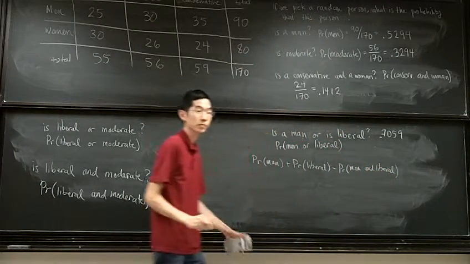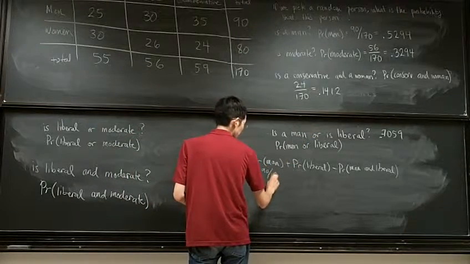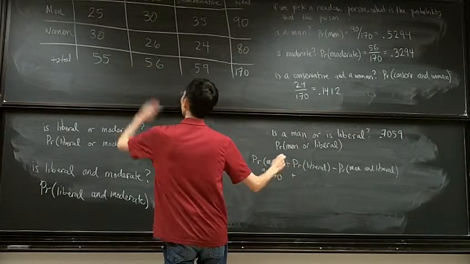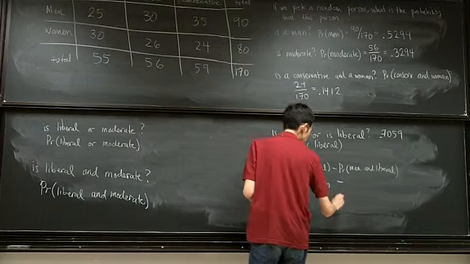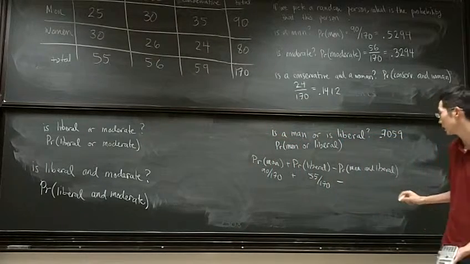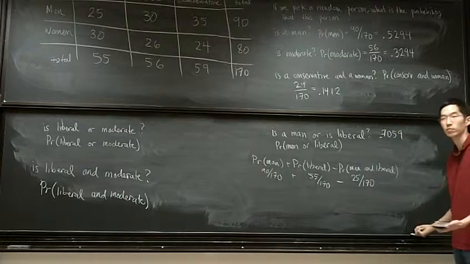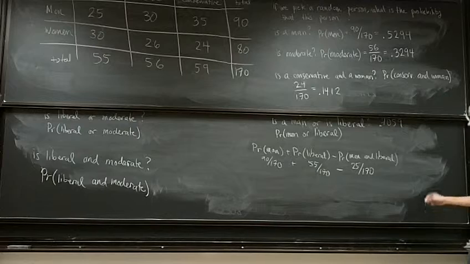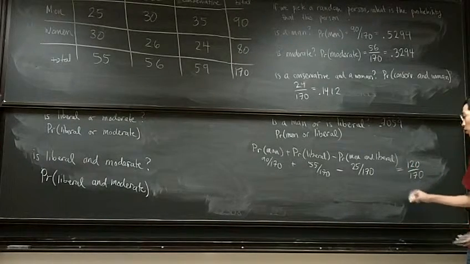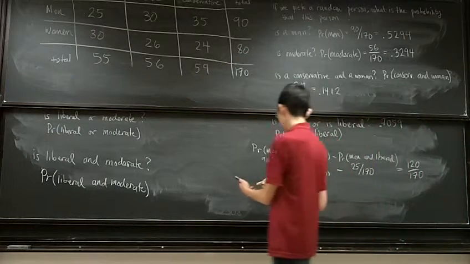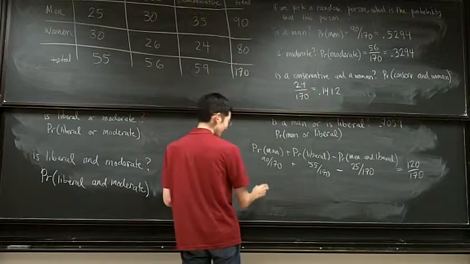Is that okay? Okay. Probability of being a man, 90 over 170. Probability of being liberal, 55 out of 170. Minus probability of being a man and liberal, 25 out of 170. So far so good? Okay, we could do the math here and we get 120 out of 170. Or we could do the math at each step. No? It's a terrible idea?